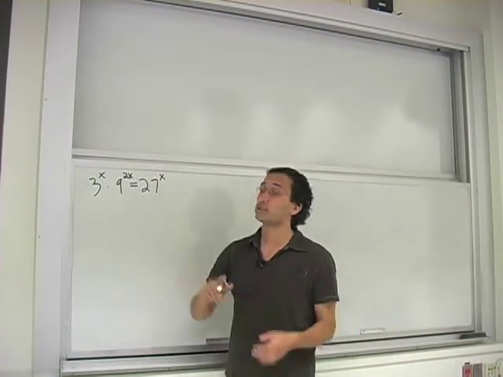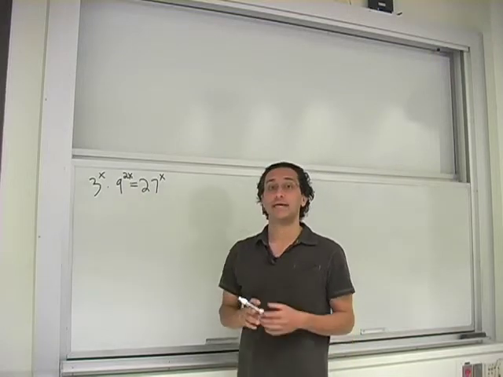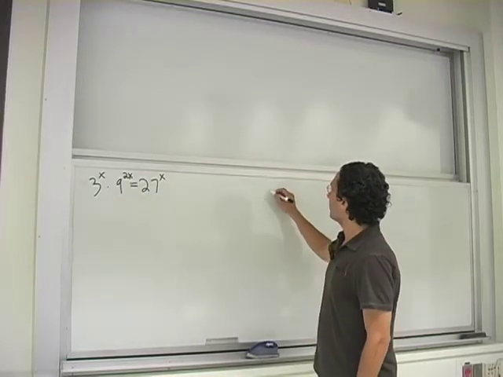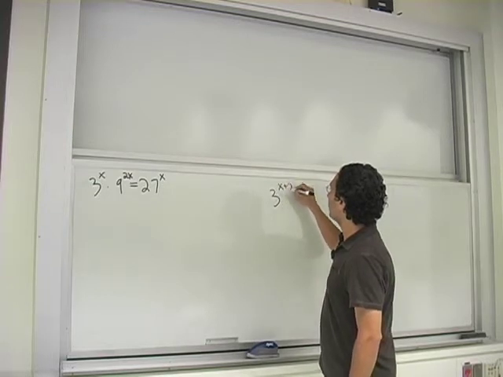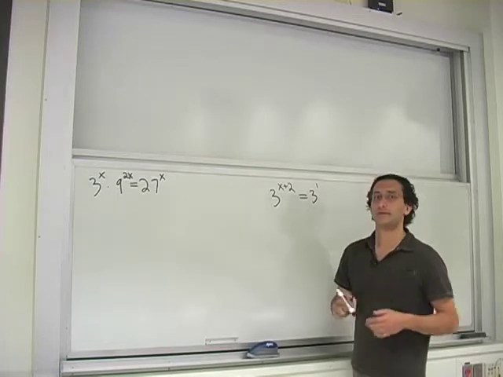Here we have an exponential equation that we'd like to solve. But before we try something as tricky as this, let's take a look at something that's a little bit easier. Let's take a look at 3 to the x plus 2 equals 3 to the first.